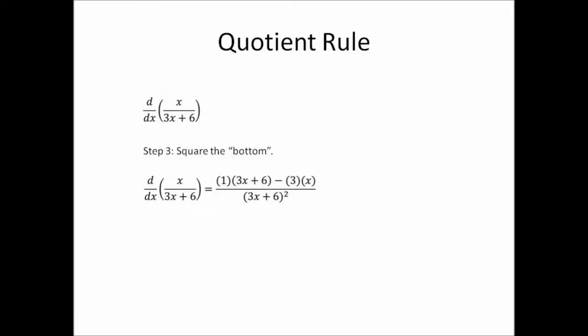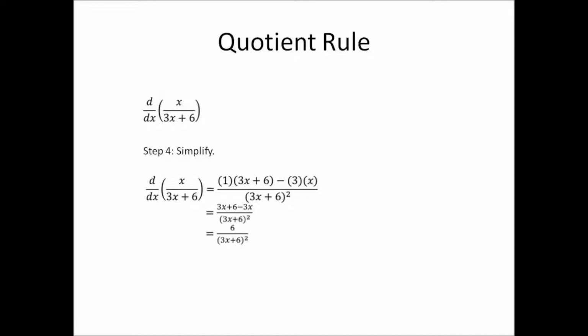Next, we are going to move on to step number 3. Step number 3 is quite easy. We just need to square the denominator. So the product will be just 3x plus 6, the whole thing squared. Last but not least, step number 4 is to simplify whatever you have in the working. So I will just expand the brackets, and I will get 3x plus 6 for the first one, minus 3x, and the result will be just 6 over 3x plus 6, the whole thing squared.